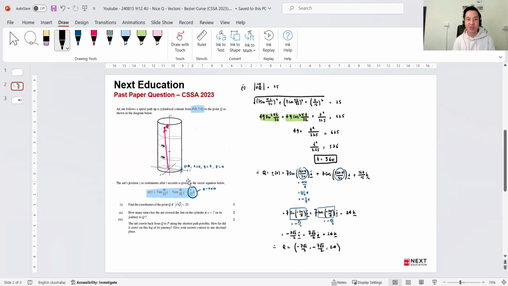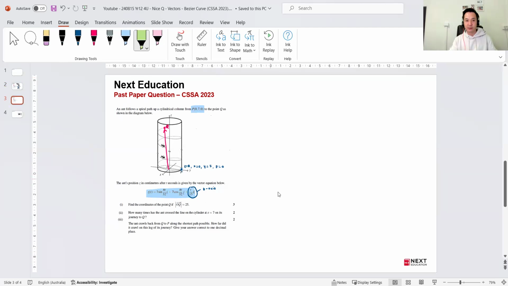So the biggest catch there was really to equate the formula for magnitude to 25, realize that you had to find the value of t, the time when it occurs, and then sub the time into the vector equation to find the coordinate itself. I thought that was quite nice. Now, let's tackle the other two questions. So let me copy the slide. I'll delete this, don't need that anymore. All right, let's go.